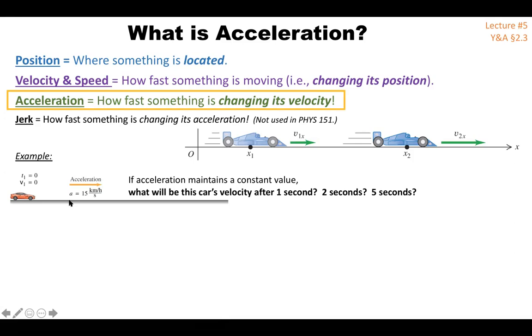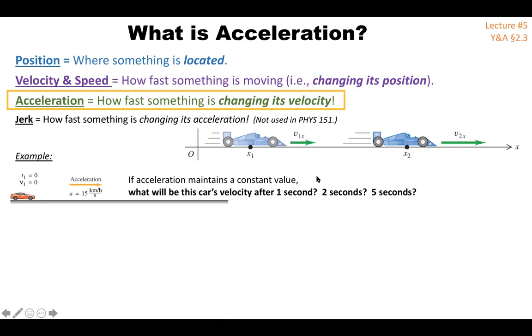Knowing that little piece of information, can you tell me what this car's velocity should be 1 second later, 2 seconds later, 5 seconds later? Okay, pause the lecture now, think about this, and I'll come back with a hint, and then I'll pause, and then we can pause again, and then we'll talk about the answer.